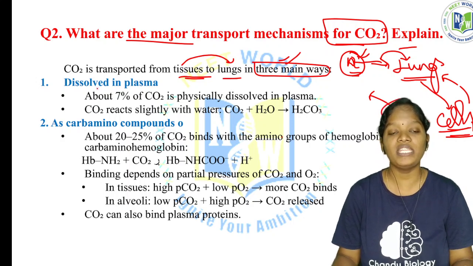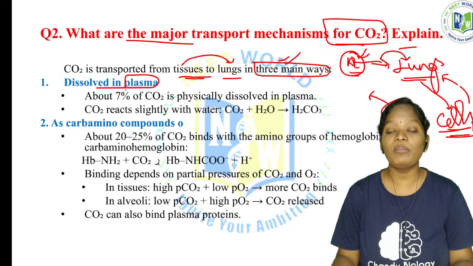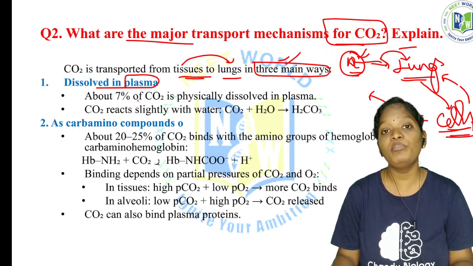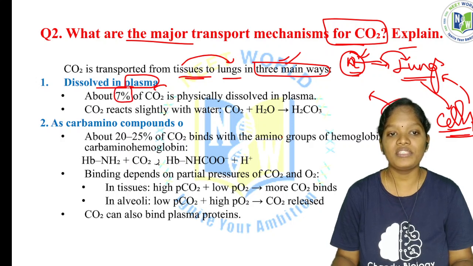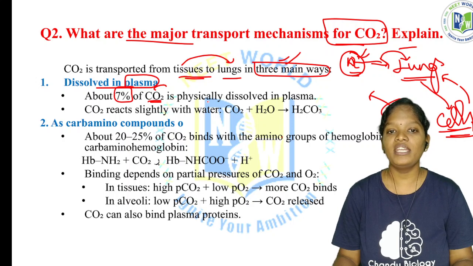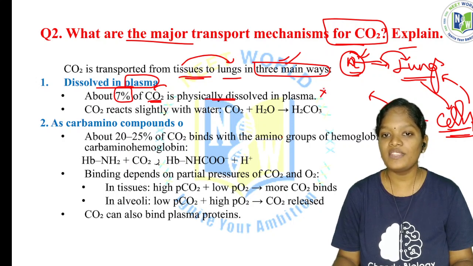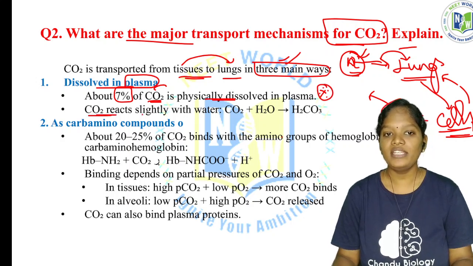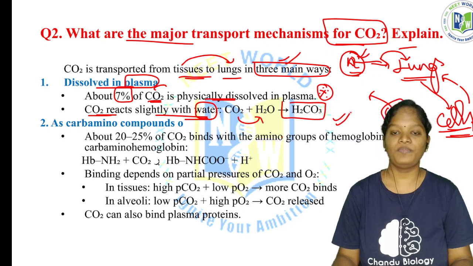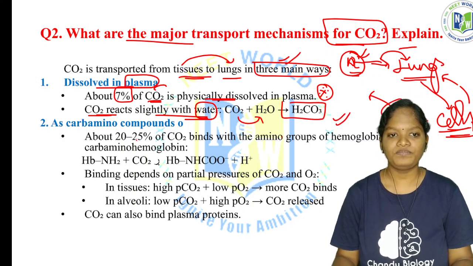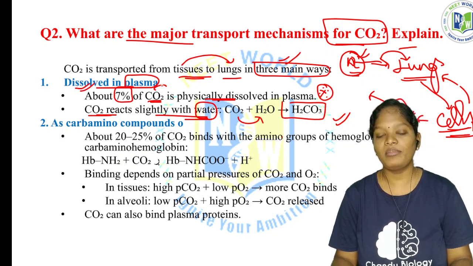The first way is carbon dioxide dissolving in the plasma. An important point is the percentage: 7% of carbon dioxide is physically dissolved in the plasma. Some carbon dioxide also reacts with water, and as they mix, they form H2CO3. So this is what is dissolved in plasma.